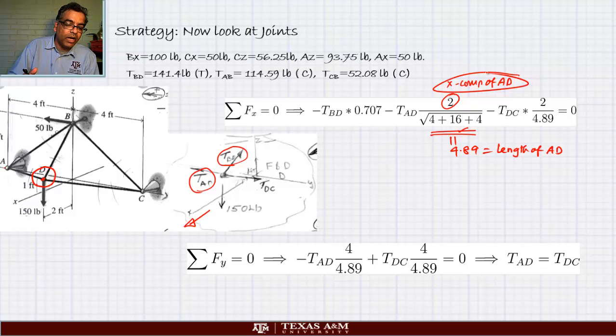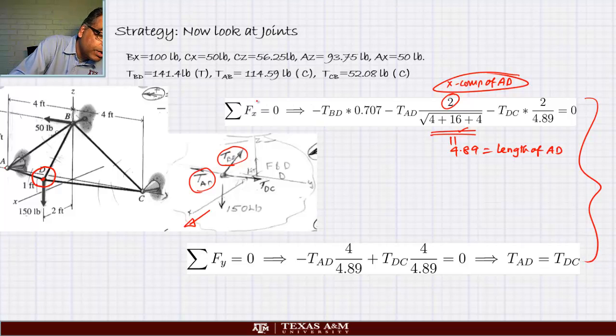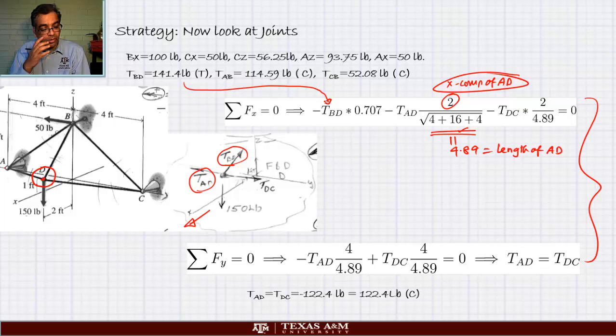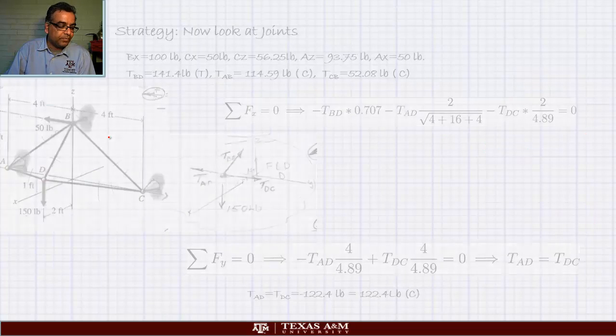So off you go. You do the same thing for y, and you can solve these two equations simultaneously because you know TBD from here. And you can solve these two equations, and you get two more bars. So you got this bar and this bar. We already know this bar, this bar, and that bar. All the bars are done. We have to finish up with the remaining joints.